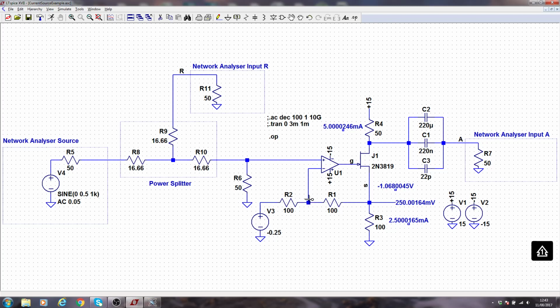So this node is pretty much ground, so I've got 250 millivolts here, so I've got 2.5 milliamps in this pathway, because I've got 250 millivolt divided by 100 ohm. And I've got 2.5 milliamps, pardon me, in this pathway, because I've got 250 millivolts across here.